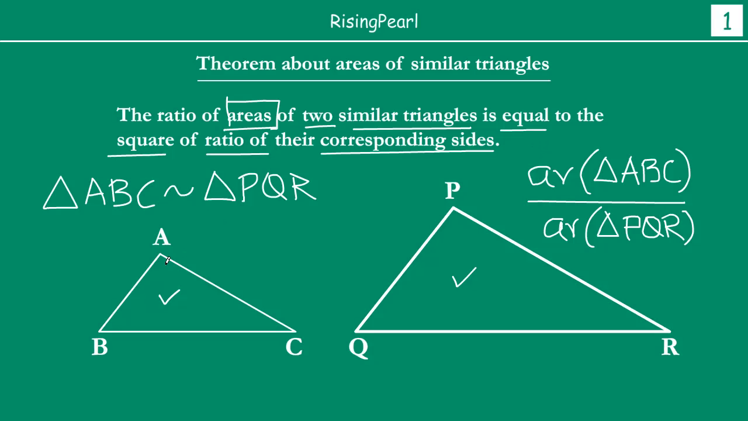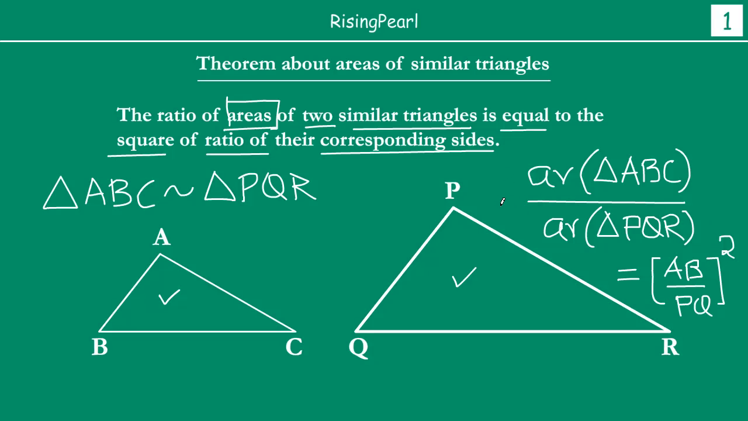So we know the corresponding sides in this triangle are AB by PQ, right? I think we don't have enough space, so let's write it over here. This ratio is equal to the square of the ratio of corresponding sides, which is AB by PQ, squared. So whatever this ratio is, it will be raised to the power 2.